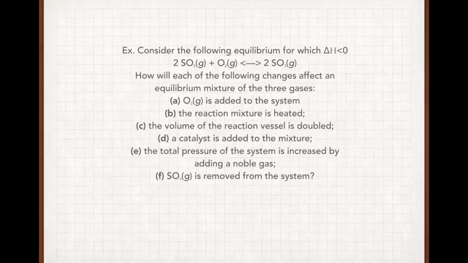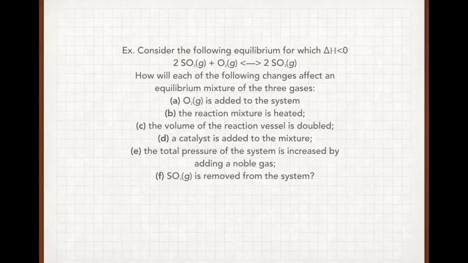Okay? For D, the addition of a catalyst does not change your equilibrium, and therefore it would have no impact because it speeds up both your forward and reverse reactions, and therefore it has no overall impact on your equilibrium mixture. E, again, you're increasing the total pressure, but you're increasing the total pressure by adding a noble gas. Remember, noble gas has no impact on the equilibrium mixture, and therefore that will have no effect either.